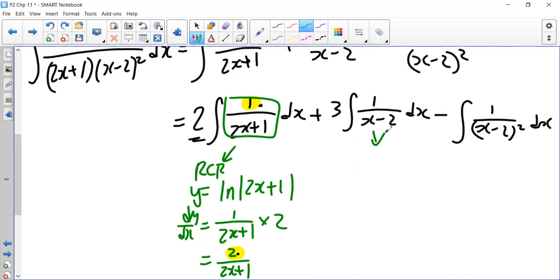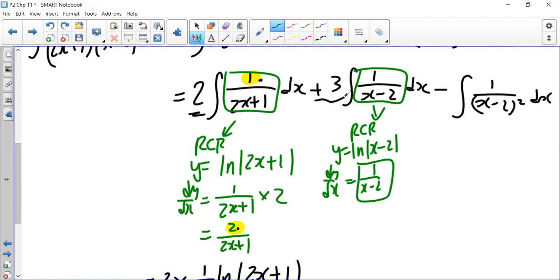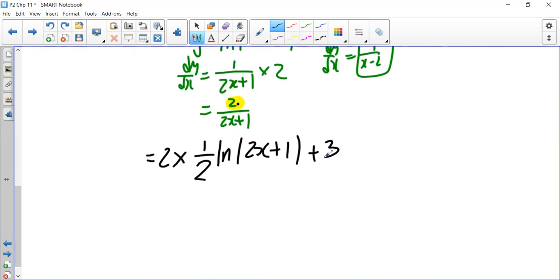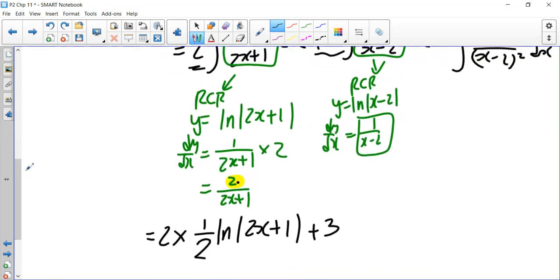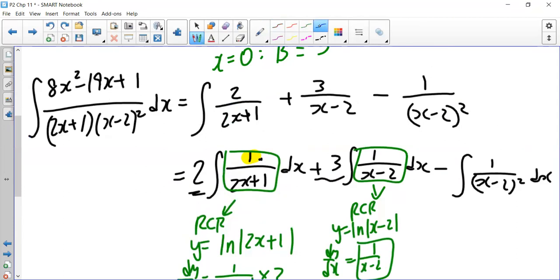Second one, what about this one? Reverse chain rule again. Let y be ln x minus 2. Let's differentiate. That's 1 over x minus 2 times 1. So it's 1 over x minus 2. It's matching, so I don't need to do any balancing. So my integral will be, there was a plus 3 in the front, so it'll be a plus 3 in the front, times the integral, which is our guess answer, ln x minus 2. Now, last but not least, do not write anything here for the last one. Okay, so let's try reverse chain rule in here.